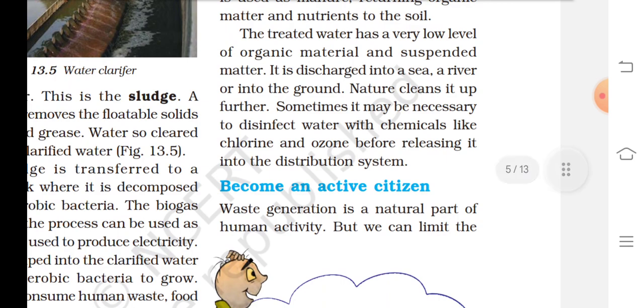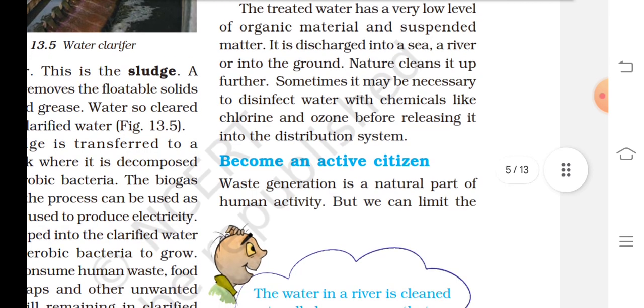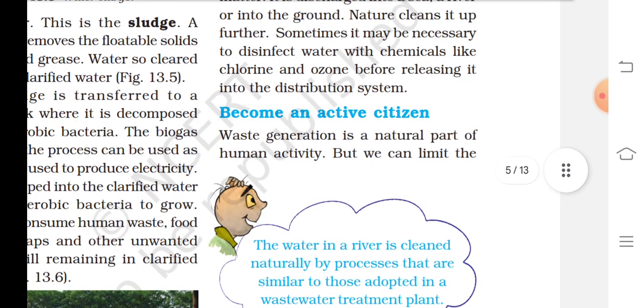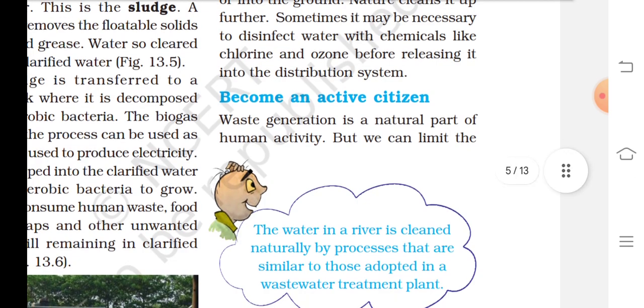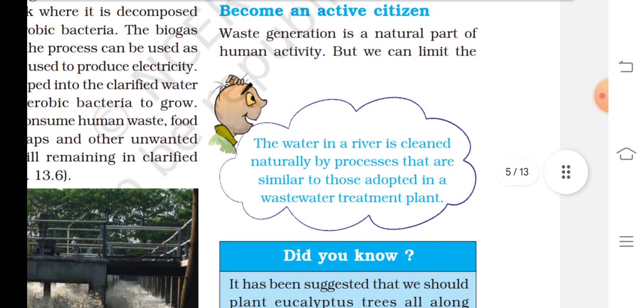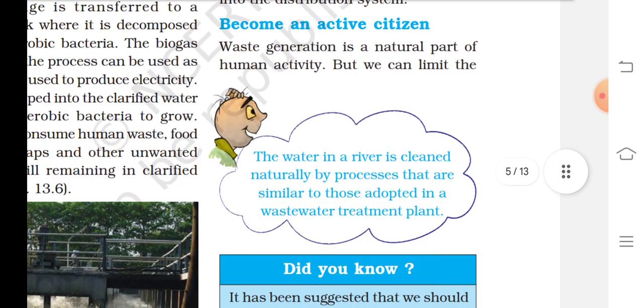The treated water has a very low level of organic material and suspended matter. It is discharged into a sea, a river, or into the ground. Nature cleans it up further. Sometimes it may be necessary to disinfect water with chemicals like chlorine and ozone before releasing it into the distribution system. Become an active citizen.